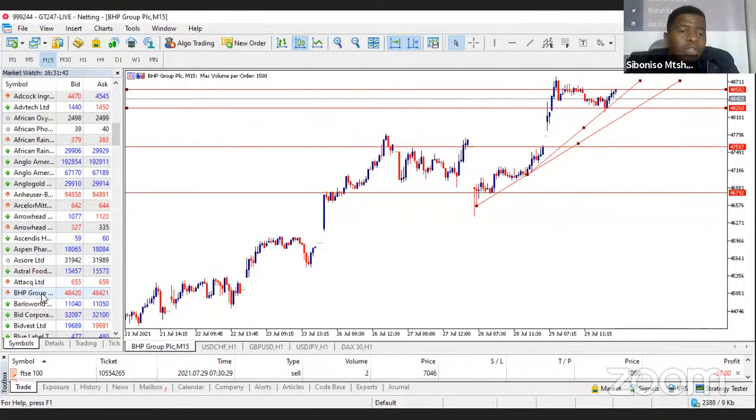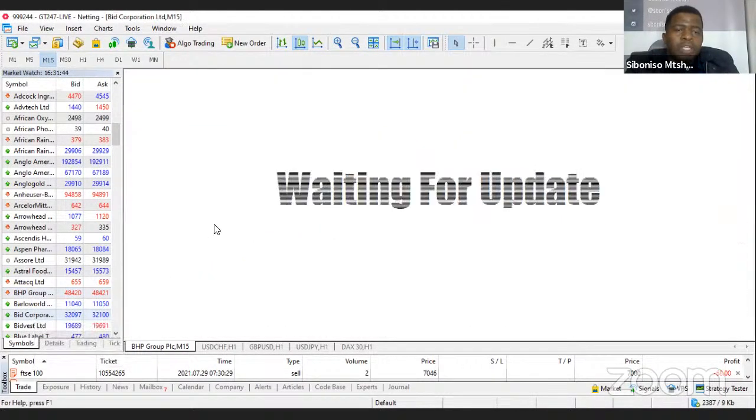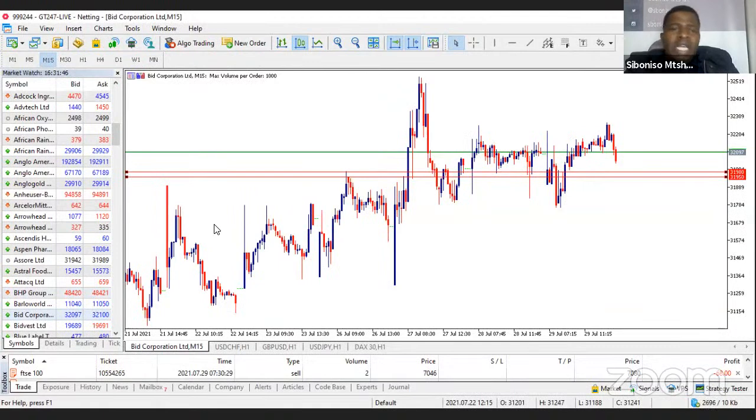All right, let's also check out Bidcorp. What happened with Bidcorp? It is still a 15-minute time frame, and today the share price moved up a little bit, and then it came back to the opening. All right, so towards the close of the JSE market, the share price was almost back to the opening price.